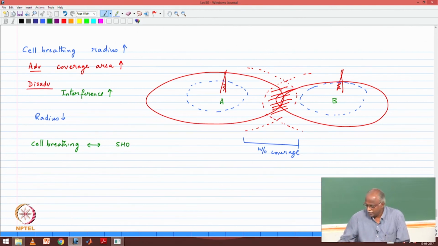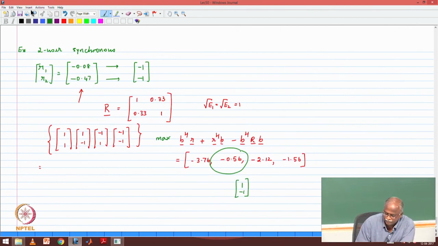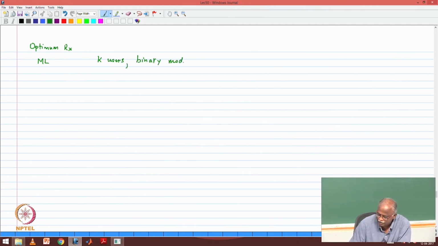Okay. Now to optimum detectors. Optimum detectors, I will just give you a framework so that we can then pick it up from there and move quickly into today's discussion. Okay, optimum receivers. Optimum receiver in our case was the maximum likelihood receiver. So if I look at K users using binary modulation, and they are synchronized.